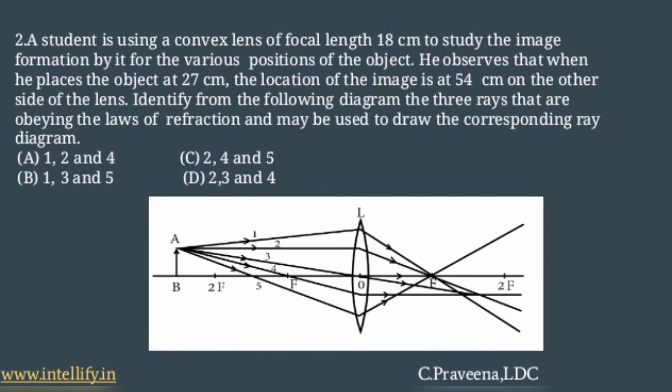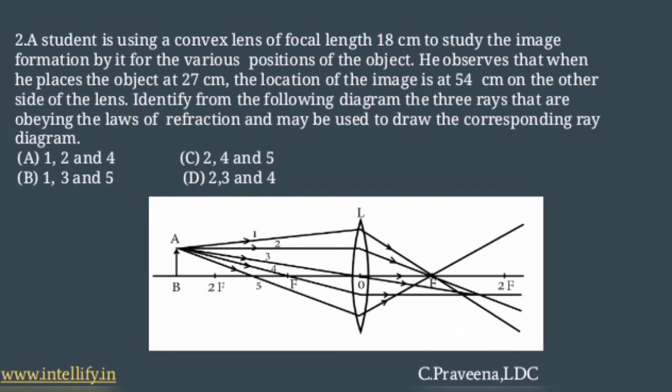Now the second question is, a student is using a convex lens of focal length 18 centimeter to study the image formation by it for the various positions of the object. He observes that when he places the object at 27 centimeter, the location of the image is 54 centimeter on the other side of the lens. Identify from the following diagram the three rays that are obeying the laws of refraction and may be used to draw the corresponding ray diagram. There are four options. First one is A is 1, 2 and 4, and B is 1, 3 and 5, C is 2, 4 and 5, and D is 2, 3, 4.